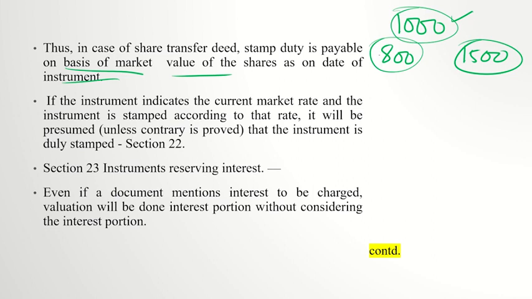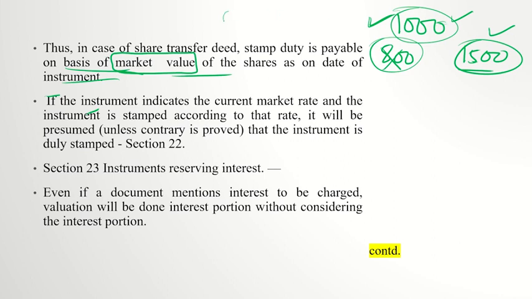If I transfer for 800, still I must pay for 1000 because that is the face value. But if I transfer the shares for 1500, this is what we call the market value. So this is the market value concept. Market value is 1500, so I pay stamp duty on 1500. I cannot say, oh, 1000 is my face value, I am going to pay stamp duty only for 1000 rupees.